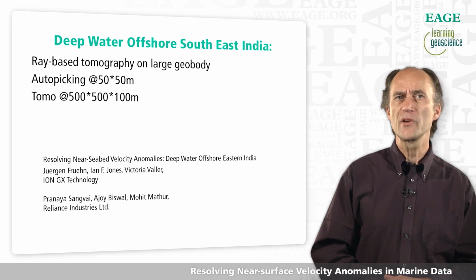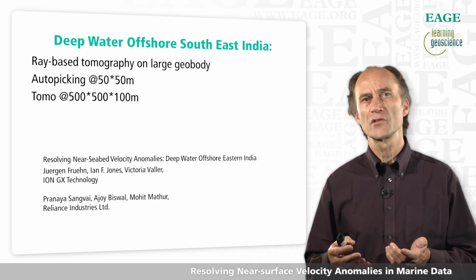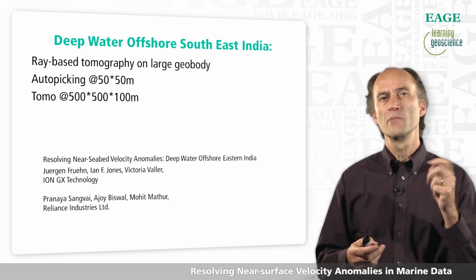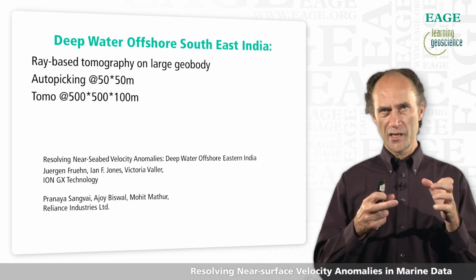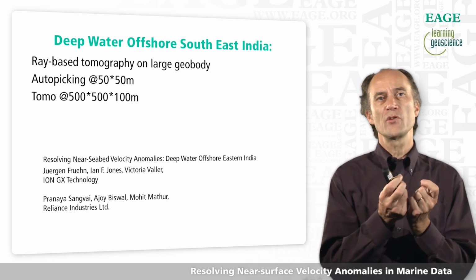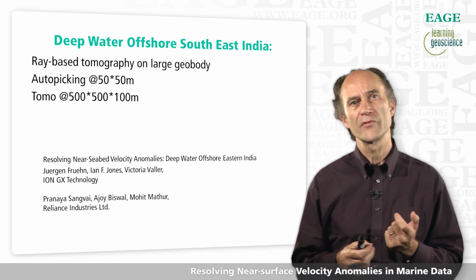This is an example of ray-based tomography, and whenever you speak of tomography, you should specify a number of things. Firstly, how often you pick information, that's your auto-picking density, but more importantly, what the cell size in the tomography is for updating the velocity field. The scale length of the update is not the picking density, it's the cell size in the tomography.